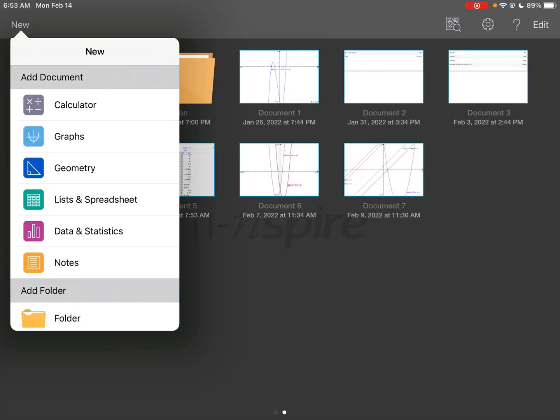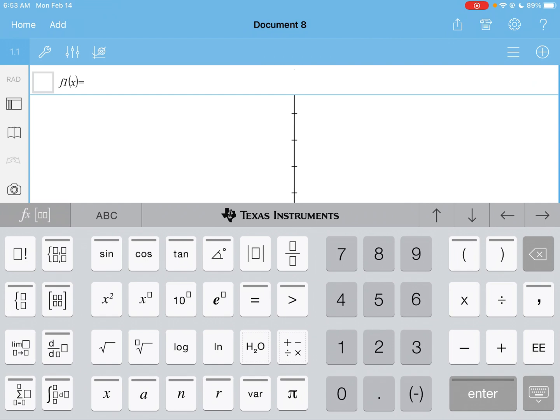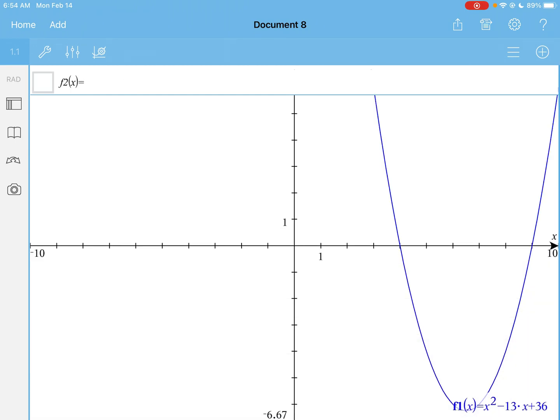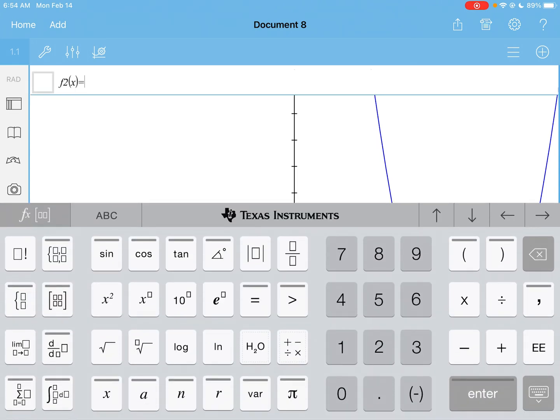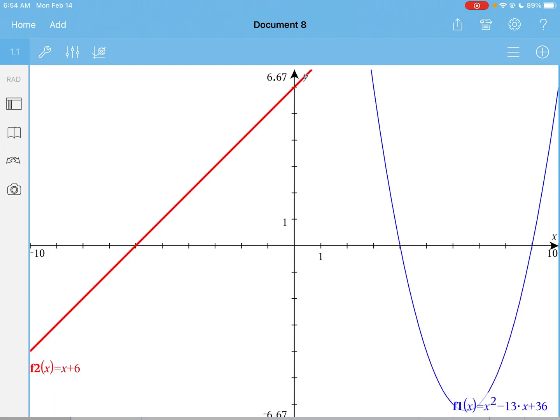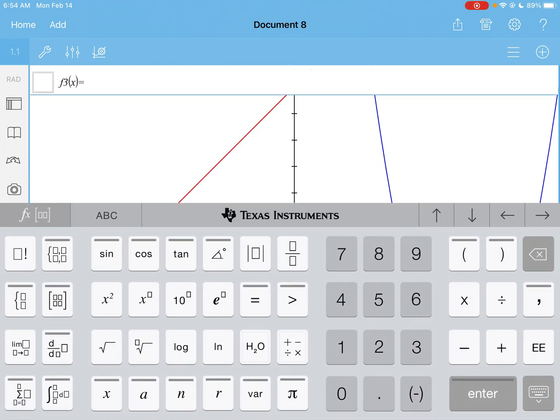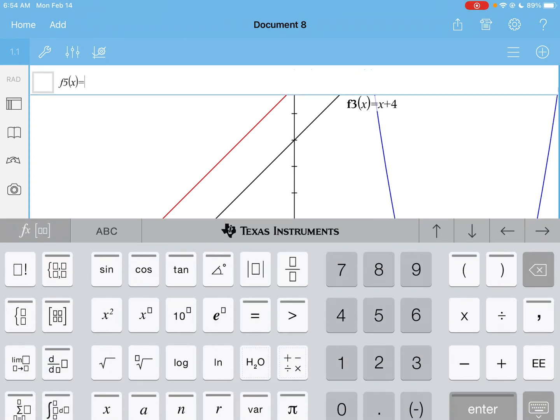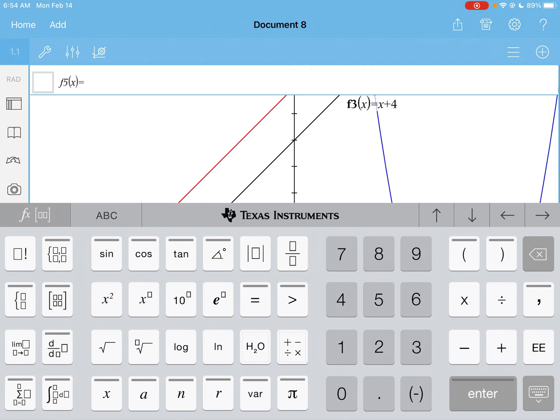Here we go. New document. Add a graph. We have x squared minus 13x plus 36. Okay, so we're looking for it to go through those zeros right there. Boom, boom. Here we go. First answer choice. X plus 6. No. Next one. X plus 4. No. Next one. X minus 9. Yes. X minus 9 is one.